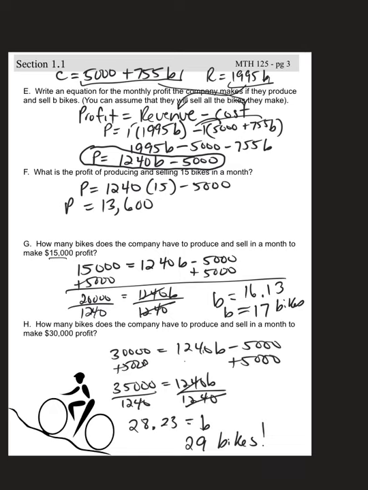Okay, so you're going to have to review and see if you got what I got. I did everything the same as I did in G, except I had a different outcome in mind. I wanted to have $30,000 in profit, and after solving my equation, I should end up with needing to sell 29 bikes to break the threshold of a $30,000 profit.